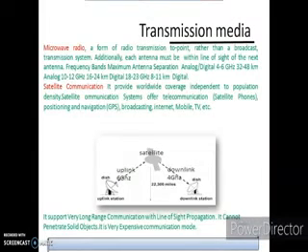So microwave radio, all these you are just learning in your physics also. It is a form of radio transmission, point to point rather than a broadcast transmission system. Each antenna must be within the line of sight of the next antenna, frequency bands.